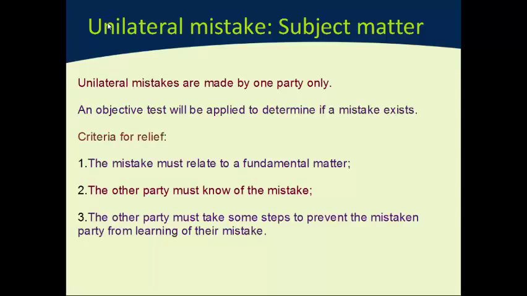Second thing is that the other party must know of the mistake. So the other party must know that the person they're contracting with is contracting under a false understanding of the nature of the contract. The third thing is that the party which does know what's going on has to take some steps to prevent the mistaken party from learning of their mistake. So if they do dodgy stuff to try and prevent the other party from realizing that they've made a mistake, then that's going to provide that final element which enables the courts to step in and say, hey, this is not going on.